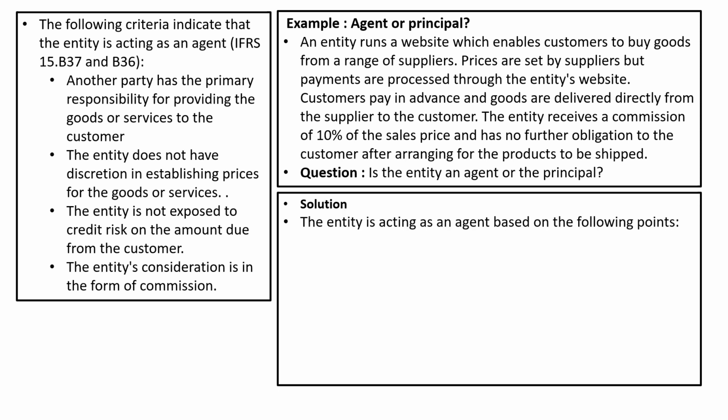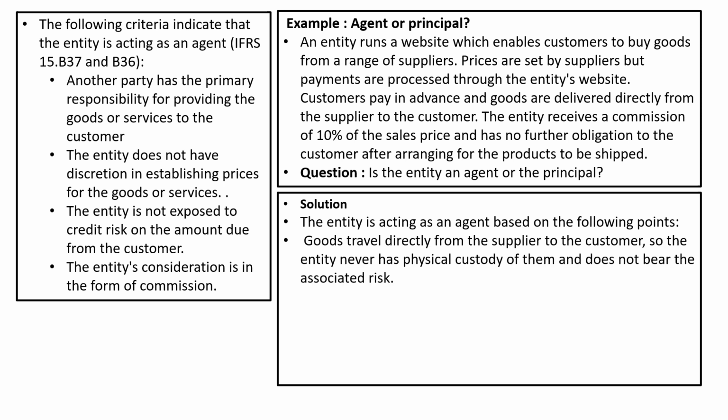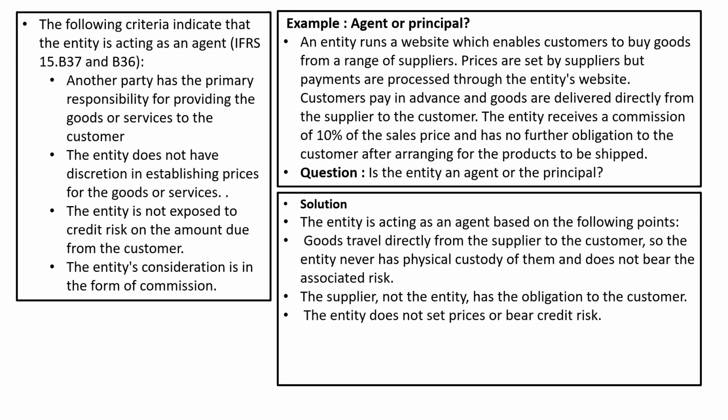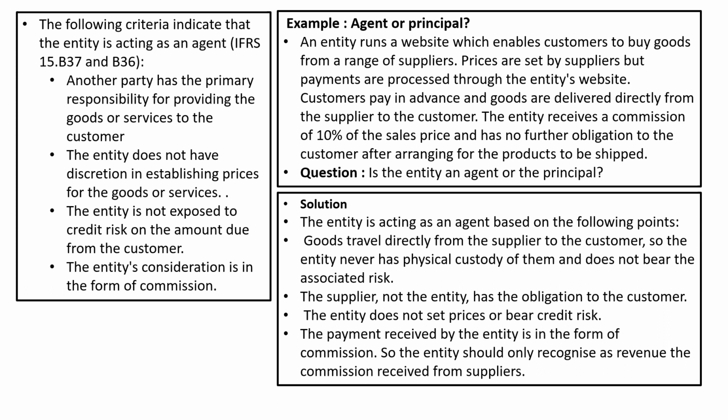So the solution is the entity is acting as an agent based on the following points. Goods travel directly from the supplier to the customer so that the entity never has physical custody of them and does not bear the associated risk. The supplier, not the entity, has the obligation to the customer. The entity does not set prices or bear credit risk, and the payment received by the entity is in the form of a commission, so the entity should only recognize as revenue the commission received from the supplier.